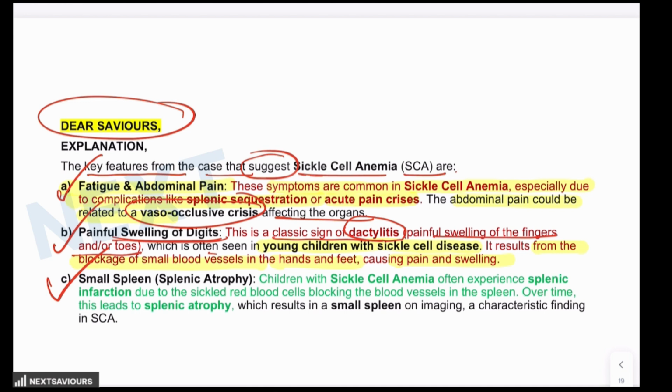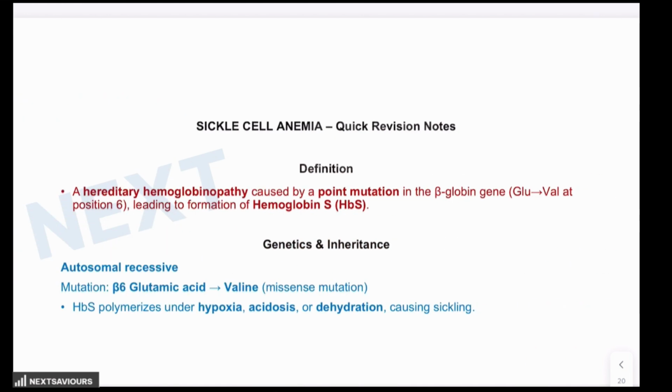The third one is autosplenectomy, that is splenic atrophy. Why? Because children with sickle cell anemia often experience splenic infarction due to sickled red blood cells blocking the blood vessels in the spleen. So over a period of time, this leads to splenic atrophy, which results in a small spleen on imaging, a characteristic finding in SCA, particularly in young individuals and adolescents.